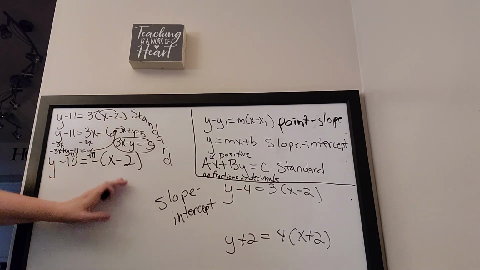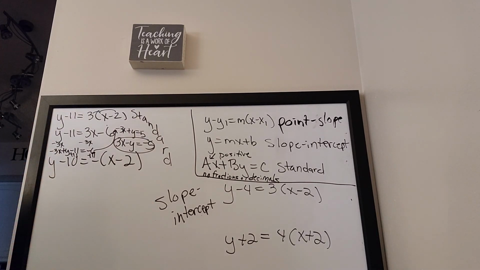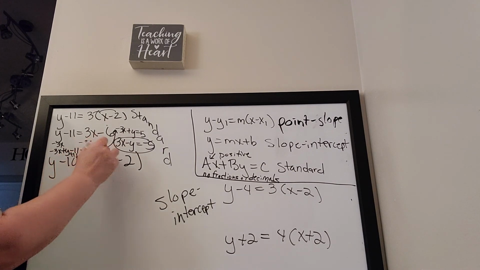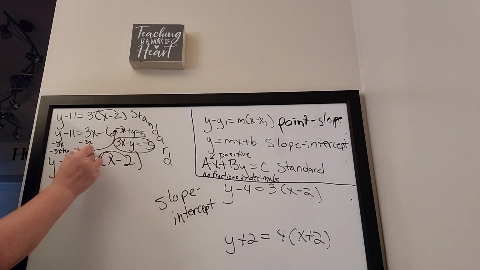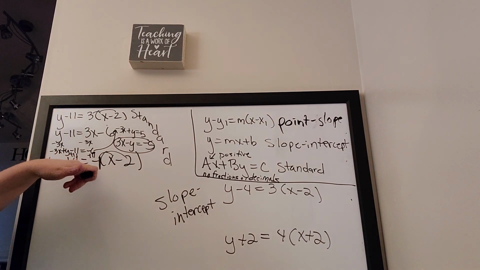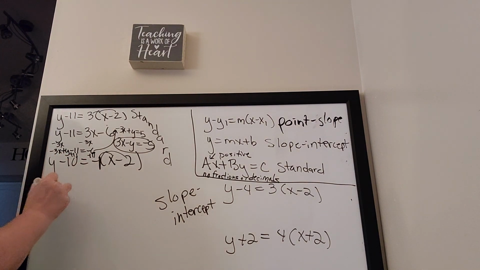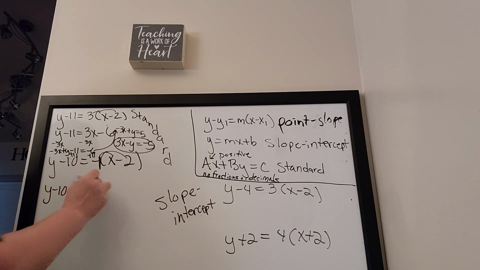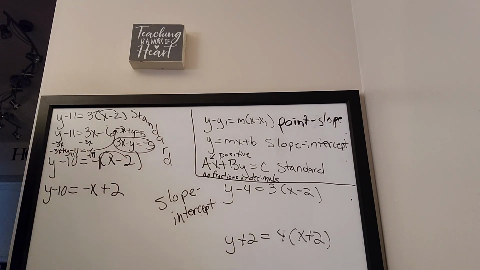Another one to turn into standard, and we got a lot more room here. So first I'm going to do distributive. If there's nothing there, it's just like it's a 1. So that means our slope is -1. So y minus 10 equals -x plus 2. Basically just switching the signs.